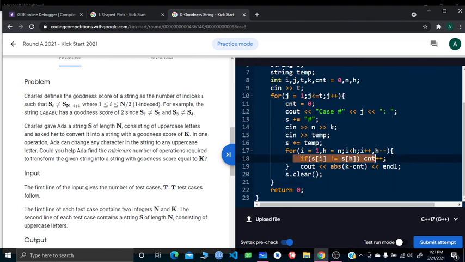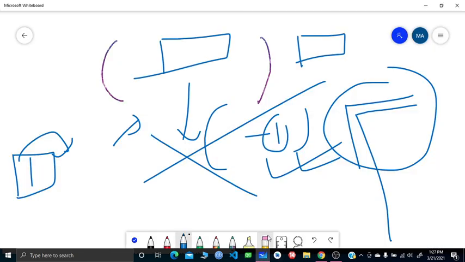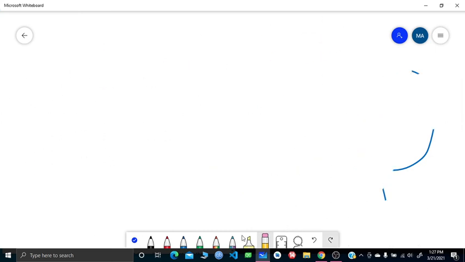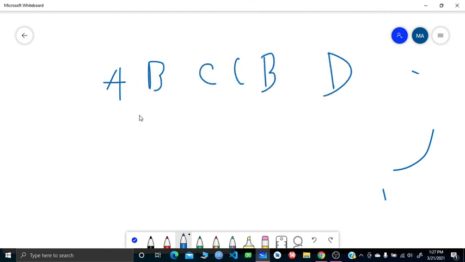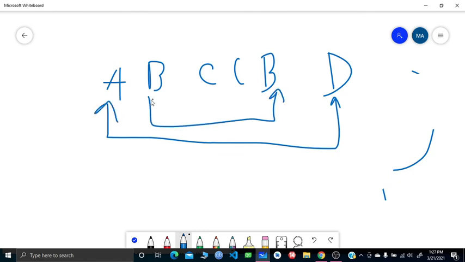I'll count those values, and they have said that the goodness depends on, if I denote a string like this, let's say A, B, C, C, B, D, I'm only considering a palindromic transition type. So comparing the first to the last, and just moving inward on both of the sides and comparing. So the good portion will be defined by whether they are not equal.